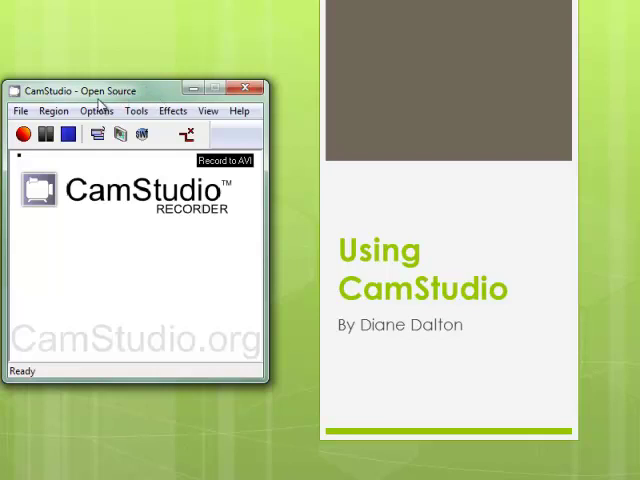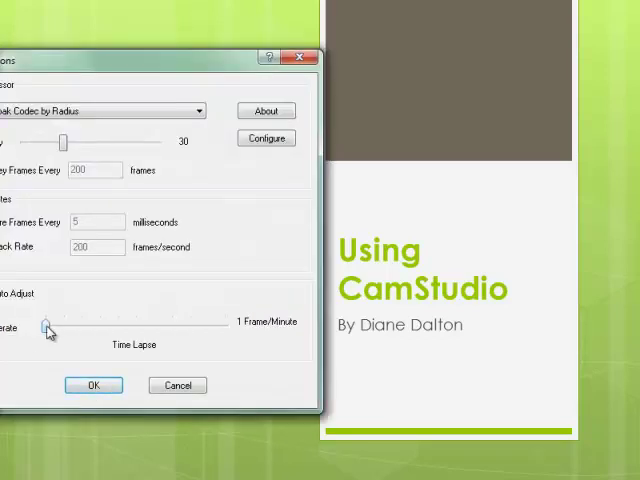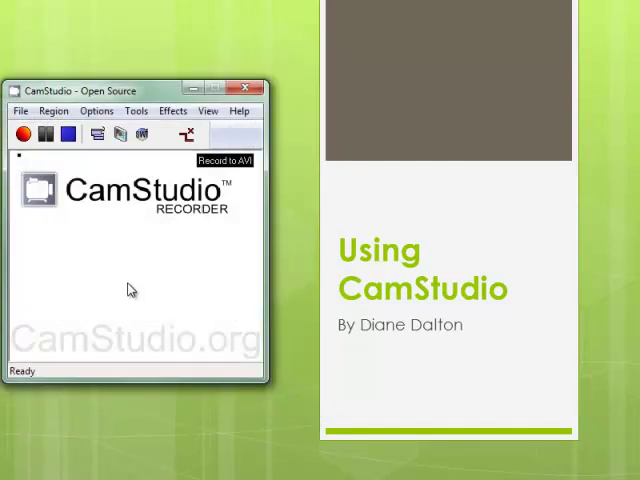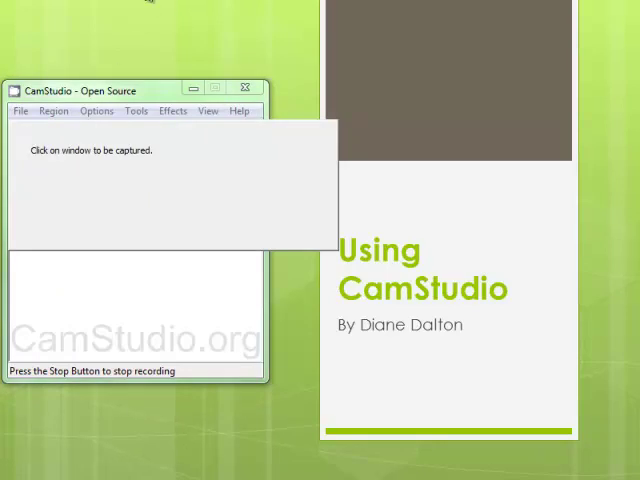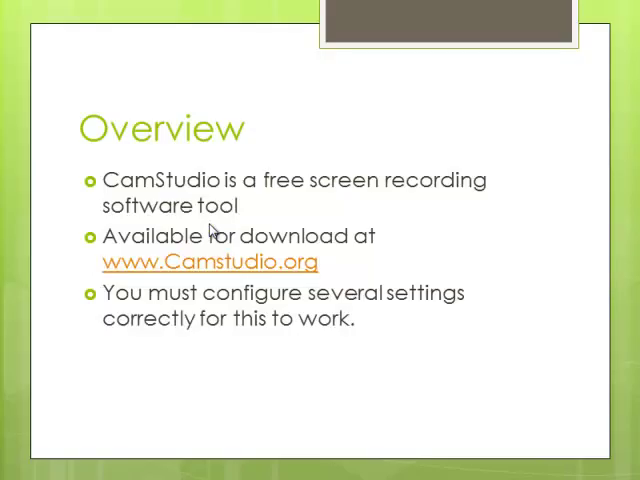So I'm going to go adjust my video options. Video options, I'm going to change my frame rate down because we're not doing a lot of fast movement here either. Okay, so I've adjusted the video rate and we're going to go on and re-record this CamStudio. So I hit the record. Click on the window I want to capture, which is my PowerPoint window. And now I'm recording. This is an introduction to using CamStudio by Diane Dalton.